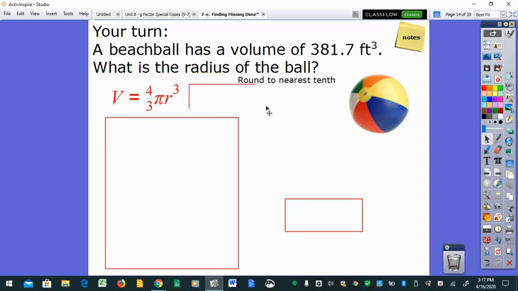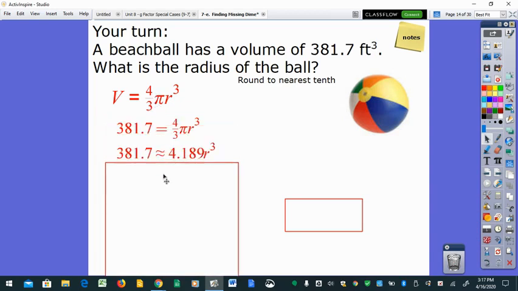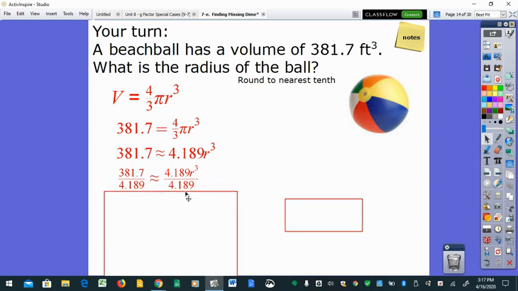I'm going to get my volume formula for a sphere. And I'm going to take 4 divided by 3 and multiply it by pi, and this is going to look familiar because we're doing that same math again that we did on the last one. That right there, the 4.189, is 4/3 times pi, and that always exists inside of a sphere formula. Now I want to solve for r to the third, so the opposite of multiplying would be to divide both sides by that 4.189. I'm going to pick up my calculator.